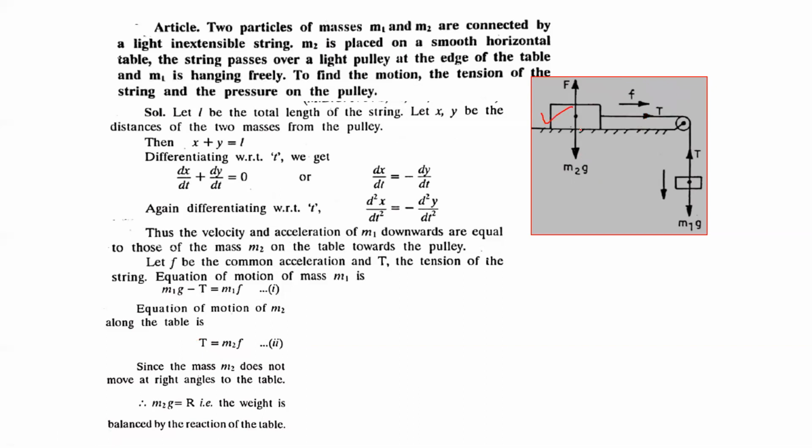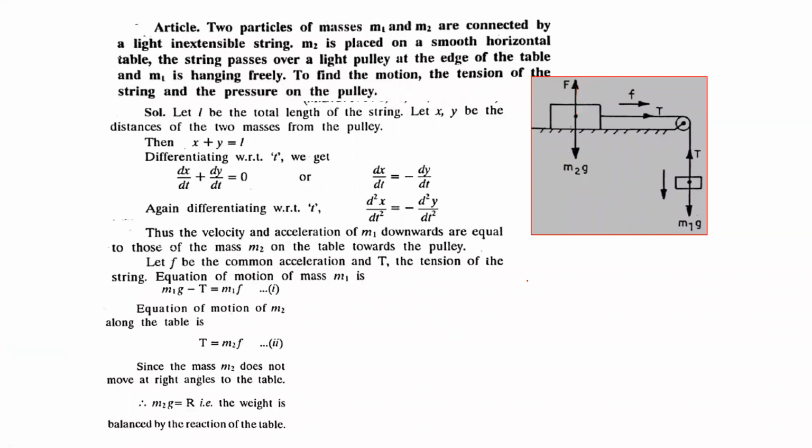Now one more thing here is that because this particle is placed on the table, there will be an opposite reaction of the table. To every action there is a reaction, so this will be the reaction of the table, opposite to m2g, right? So m2g will be equal to R, because there will be equal and opposite reaction. Note this is R, not F, so R will be equal to m2g.